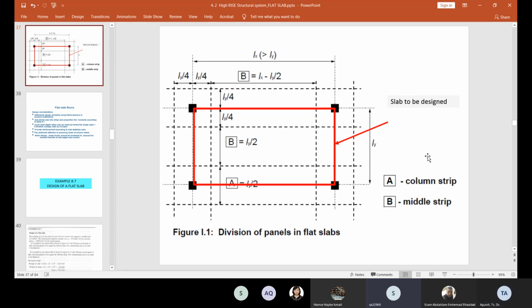What if we have a square slab, as in the question of our project? How can we find the column strip width and middle strip width? Or actually, how can we find the width of the middle strip? That is most important.